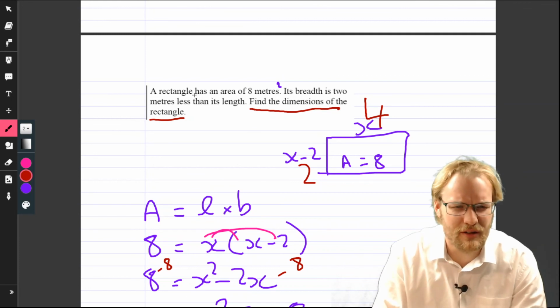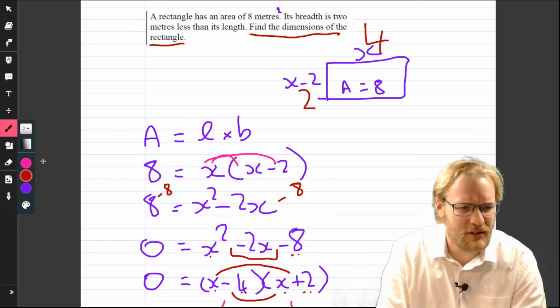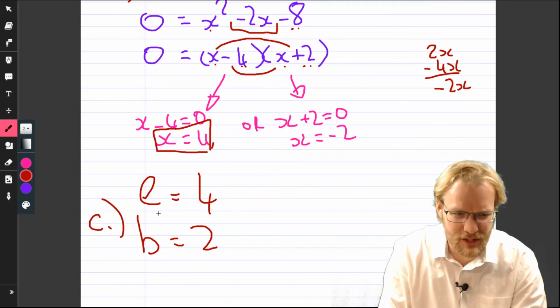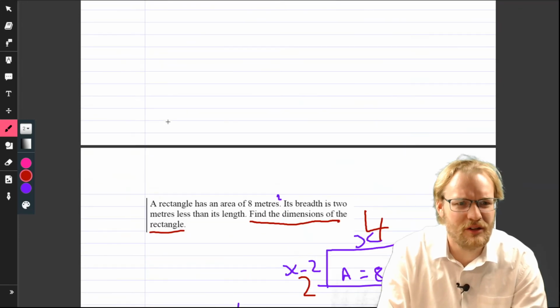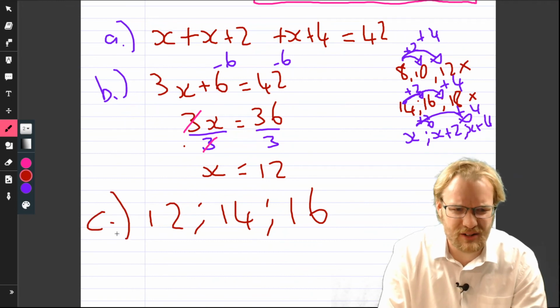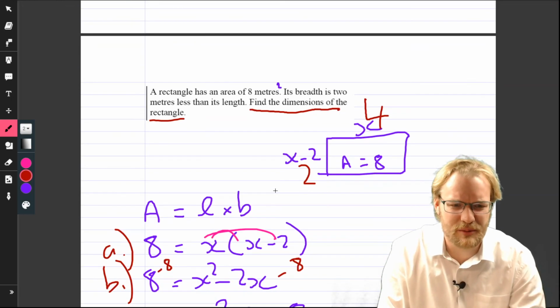So there's kind of our process. We're turning something that's given to us into some sort of equation, and then secondly, we're going to solve it, and thirdly, we're actually going to answer the question. So for this one, we set up our equation, solved it, and really answered the question as our last step.